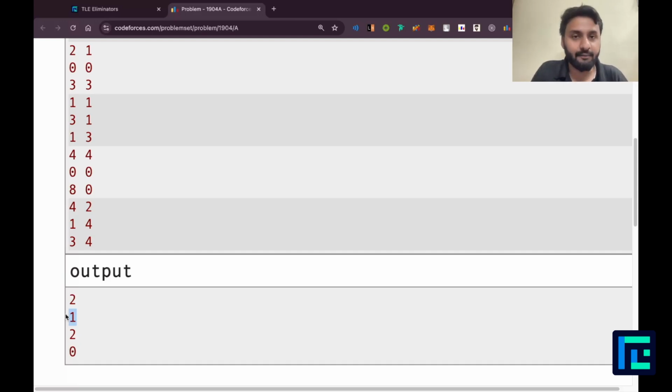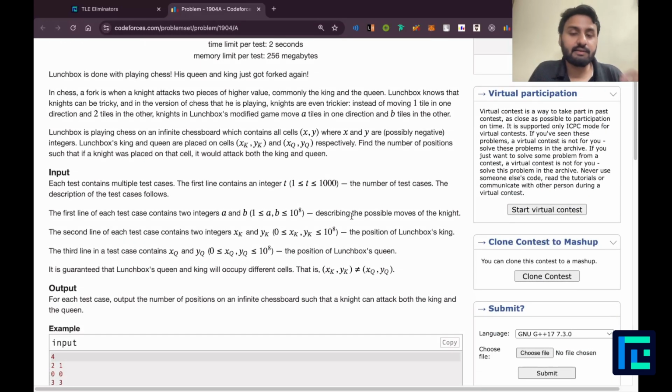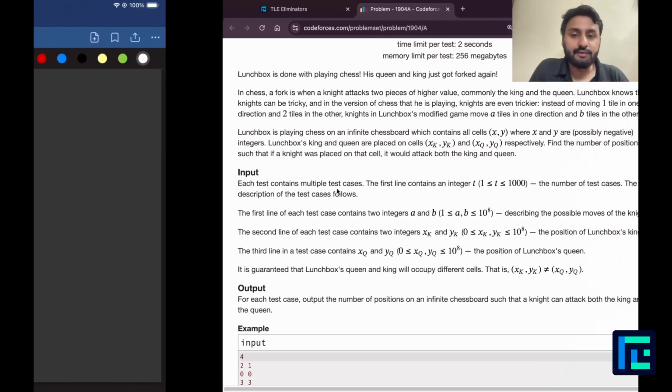attacked by the knight. Okay, so now what we can look at is the constraints and discuss what our expected time complexity is in this problem. Are we looking for some brute force solution? Are we looking for some simulation? Or are we looking for some quick mathematics? All right, so let's go.